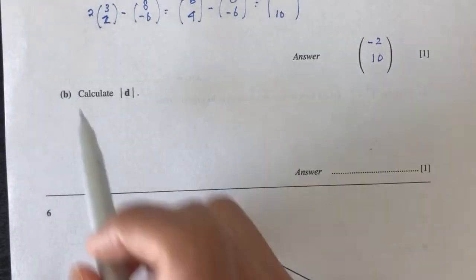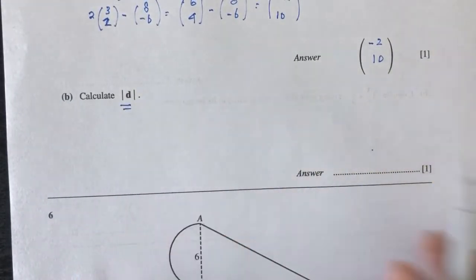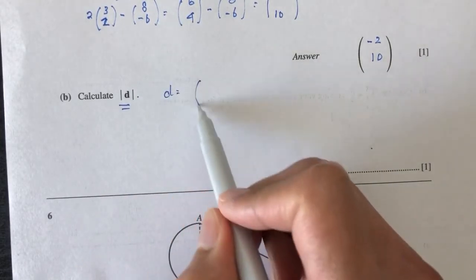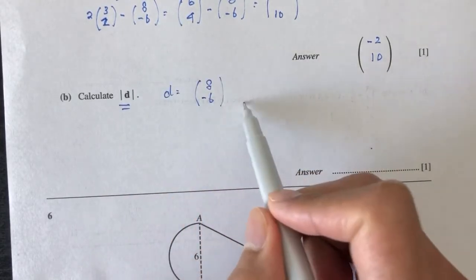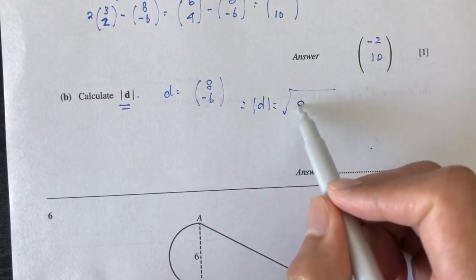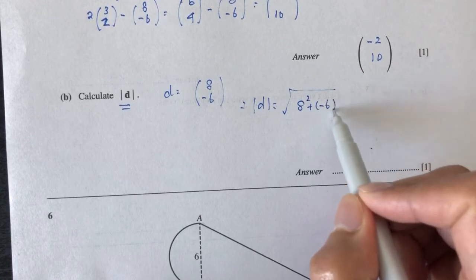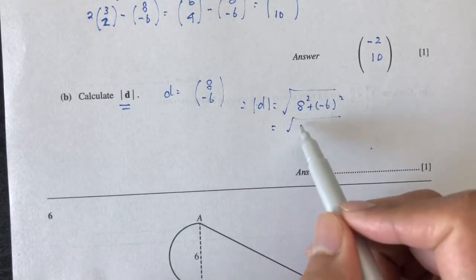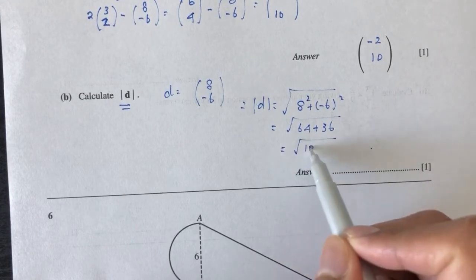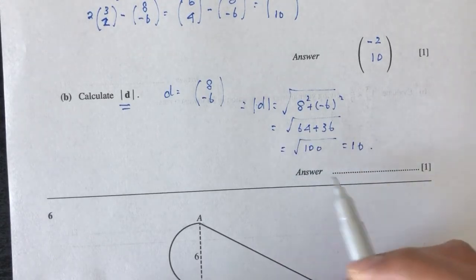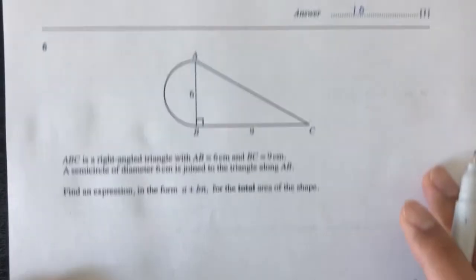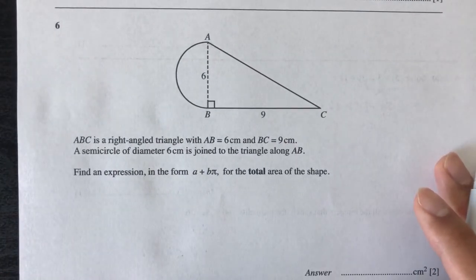Part B, we have to find the length, the magnitude, of vector D. So D is this. If you want to find it, you just have to do the square root of 8 squared plus minus 6 squared. Simplify, we have 64 plus 36, that will be 100, which will be 10. So your answer will be 10 units for part B. Okay, so now let's go to question number 6.